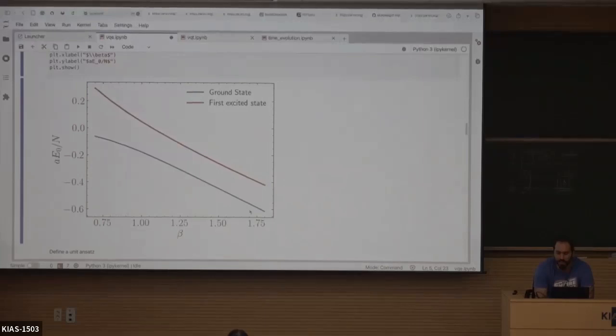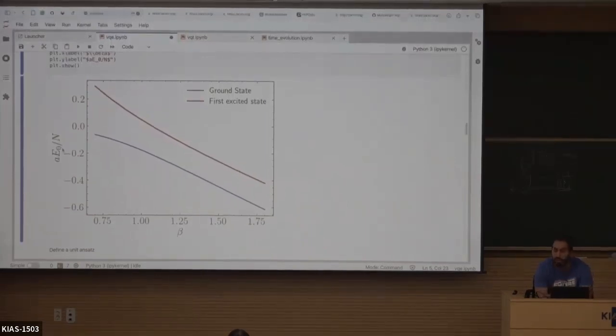And as expected, as I increase my beta, my energy density drops. The y-axis is my energy density. I'm dividing it by the number of lattices that I'm simulating. Okay? Now this is exact diagonalization. This I can do. It's simple because I have only 3 sites. The problem comes if I increase my number of sites. That I'm not going to investigate, but it's going to be your homework.